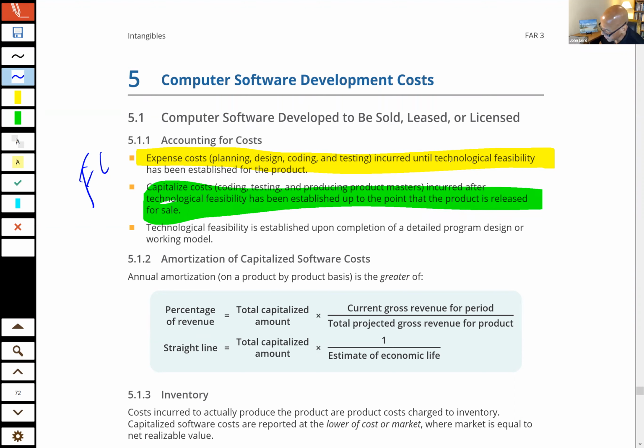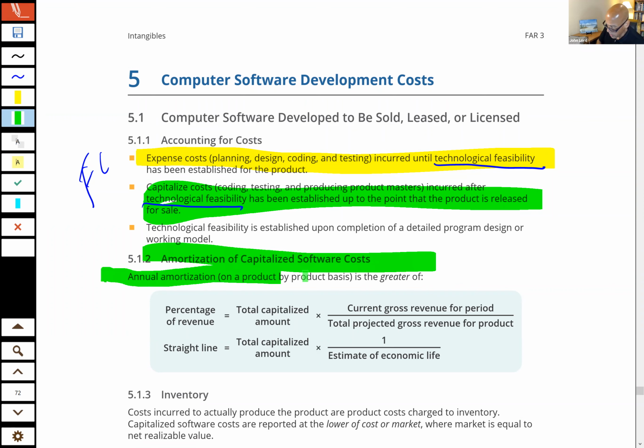So the key phrase here is what? Technological feasibility, that's what you've got to look for. Okay, and if you see that they've incurred costs before, expense; after, capitalize. Okay, now once you have capitalized those, then you have to amortize them, and you amortize capitalized costs on the greater of, and it's the greater of either one of these.